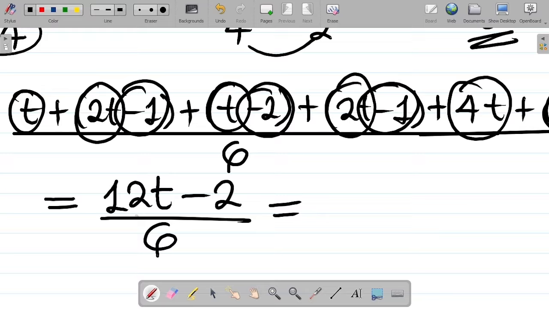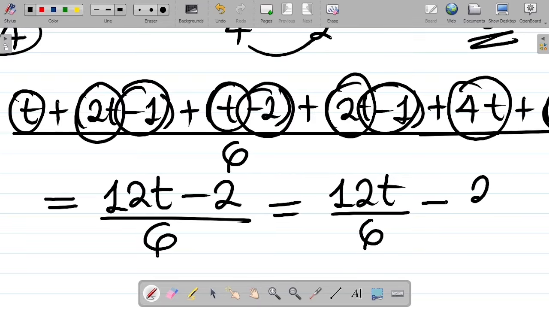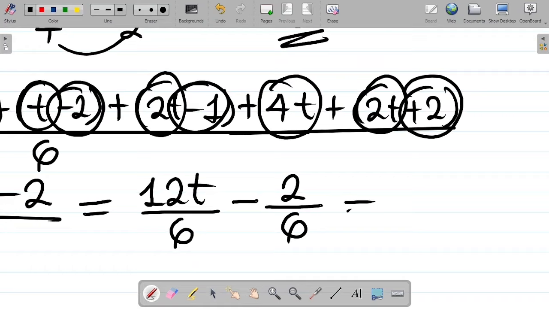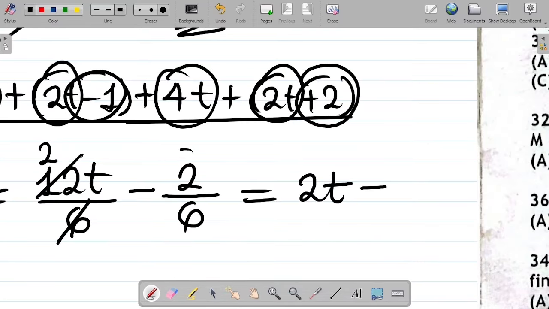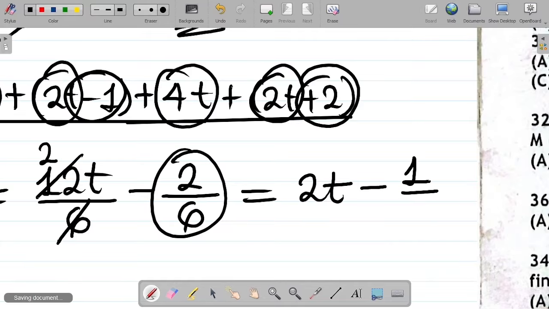This is equal to, we can separate this, all right? The first thing we have there is 12t all over 6. The sign in between them is minus. The second term becomes 2 over 6. So we can separate the terms. 12 divided by 6 gives you 2. 2 times t gives you 2t minus, from here you have 2 over 6. In lowest terms, that gives you 1 over 3. So the correct answer there is 2t minus 1 over 3.